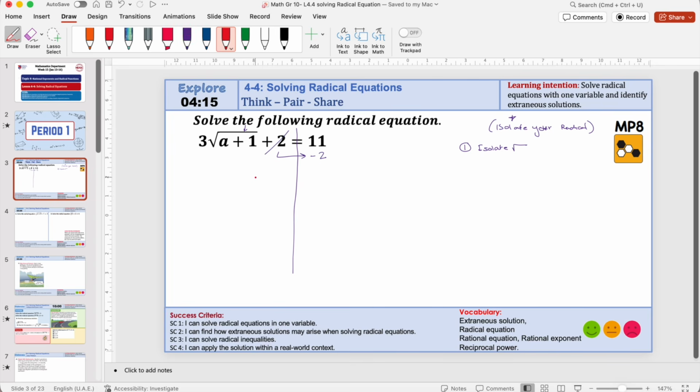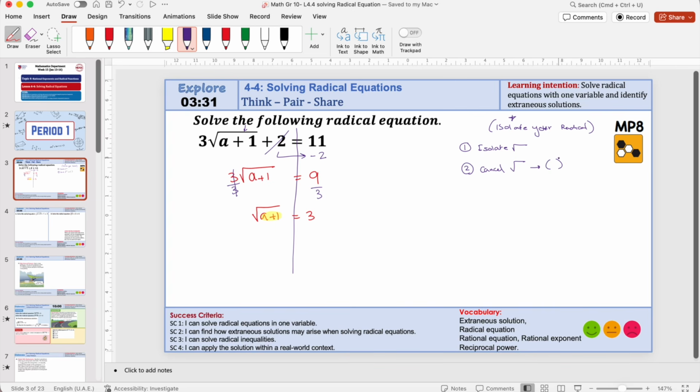Now you have 3 root of a plus 1 equals 11 minus 2, which is 9. And now, cancel the 3. Just divide by 3. And you have the whole radical of a plus 1 equals 9 divided by 3, which is 3. Now, you can't really touch what's inside the radical. You can't add, subtract, or anything. Don't do that.